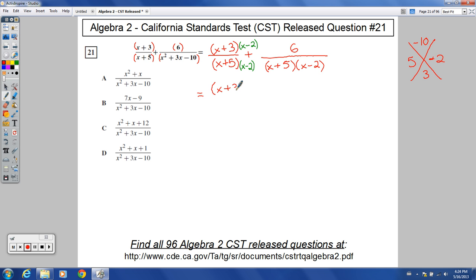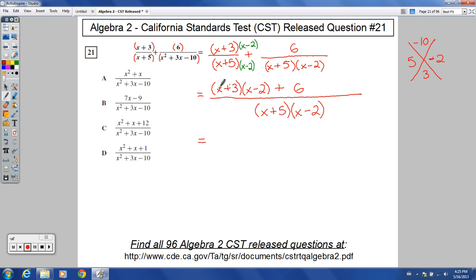So I have (x + 3)(x - 2), and I'm going to put this all over this now. Since I have a common denominator, I can put the tops together, and the bottoms stay the same. So I've got (x + 5)(x - 2) on the bottom, and this plus 6 on the top. I guess I didn't need my fraction bar to go quite that far, but that's okay.